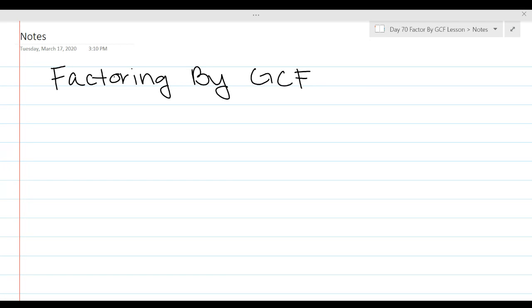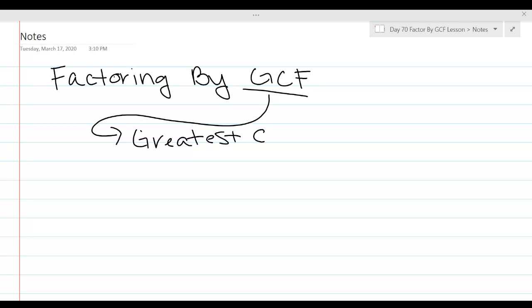So first let's talk about factoring. Factoring is just the opposite of what we've been doing the past few days. So opposite of foiling, opposite of just distributing, opposite of multiplying a binomial times a trinomial, things like that. In case you guys don't remember, GCF stands for greatest common factor.